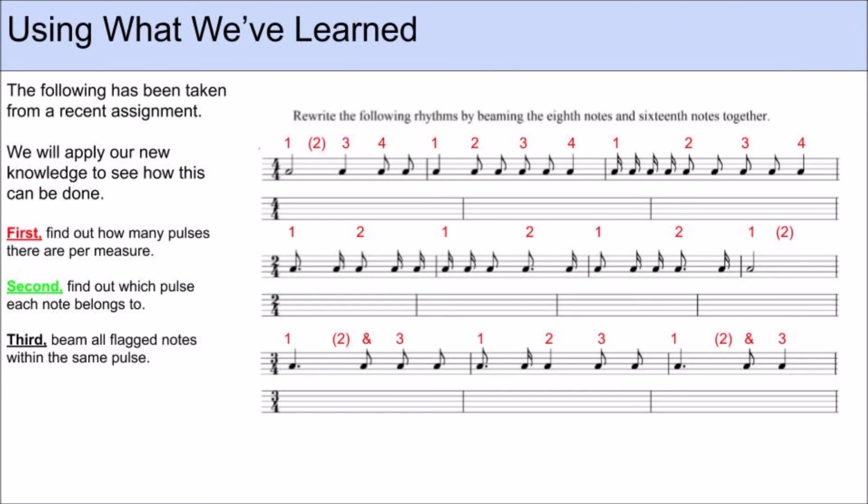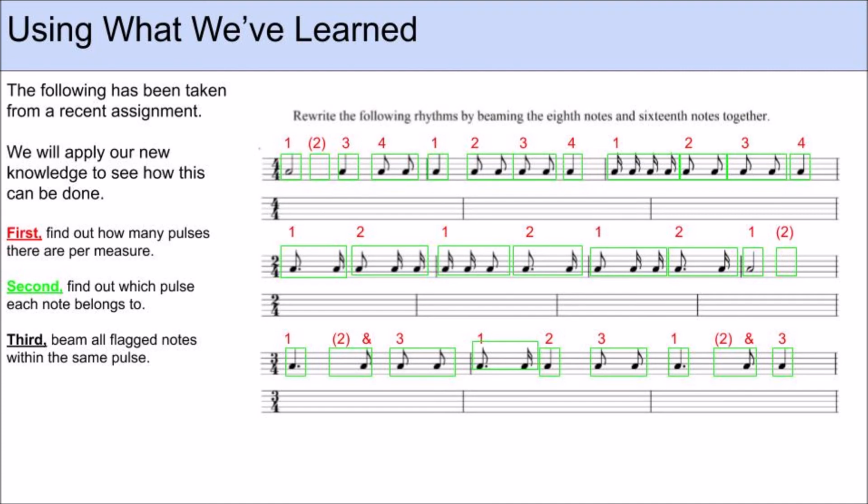Now that we've counted out all of the pulses for each example, we're going to find out which pulse each note belongs to by drawing our boundaries or boxes. Here we can see in the green boxes which pulse each and every note belongs to. Again, when you have a half note, I've drawn an empty box to represent the hypothetical beat 2.